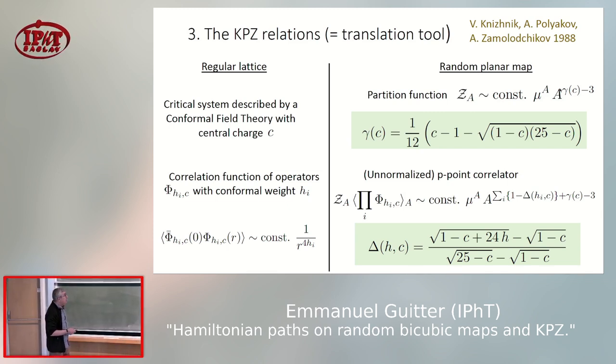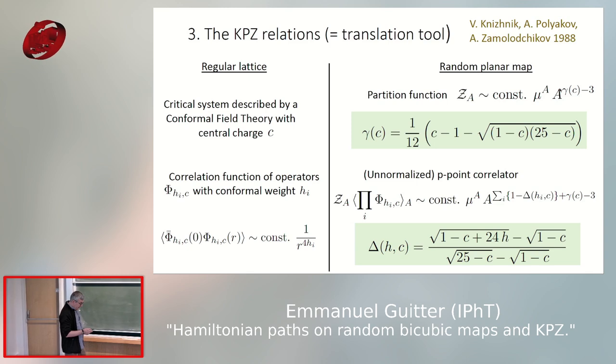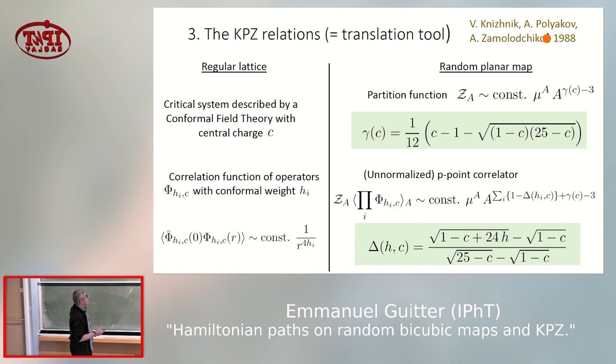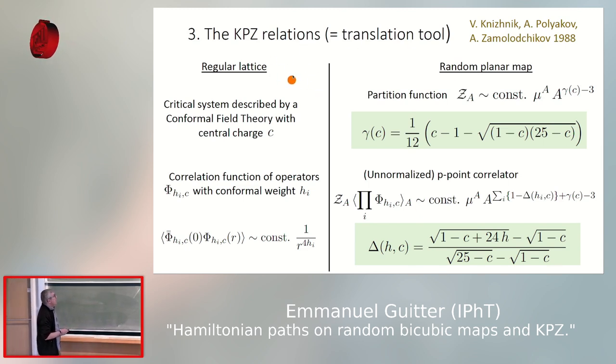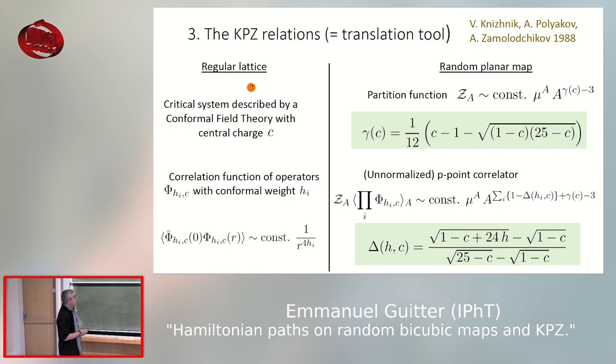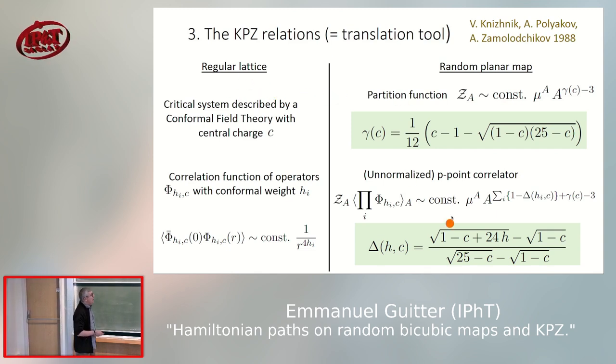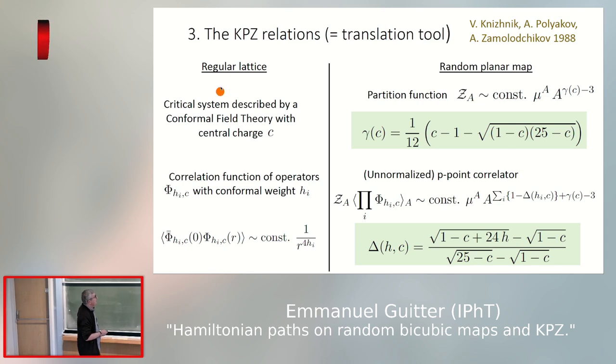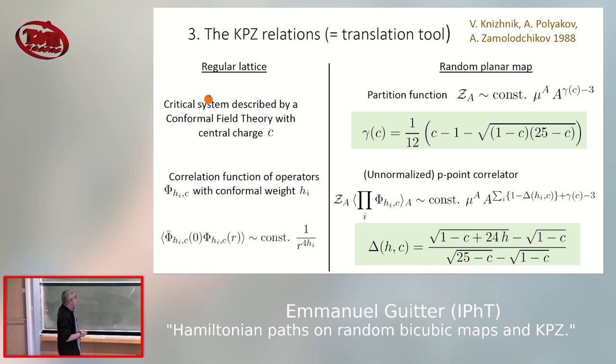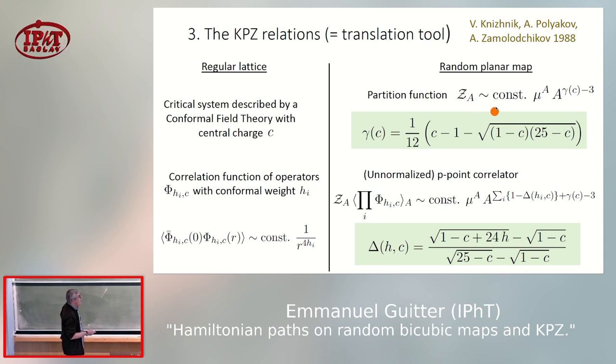So what is this relation between a regular lattice and a random lattice? These are the famous KPZ formulas, which date from 1988. And for instance, there are basically two main relations. The first relation connects to the central charge. Whenever you have a critical system which is described as a conformal field theory with central charge C, then on the other side you should have a partition function from your problem which goes like mu to the A times A with an exponent gamma of C minus 3, where this gamma of C is given by this formula.